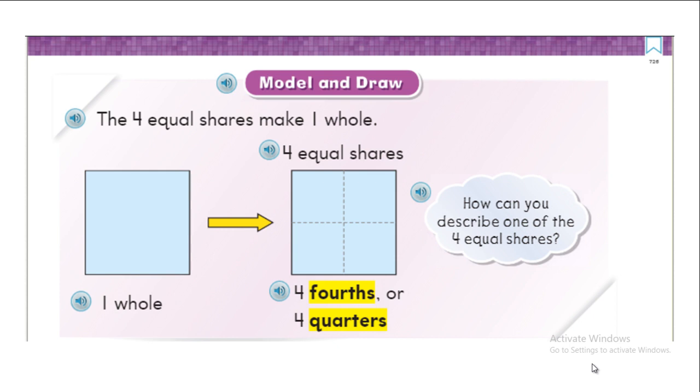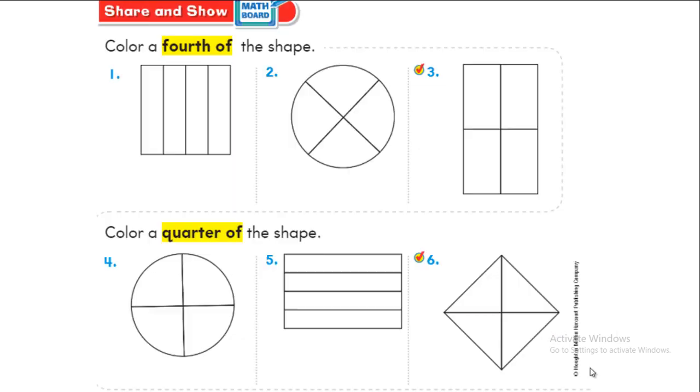How can you describe one of the 4 equal shares? One of them, we can call a fourth or a quarter. All of them, they are plural, so I'm gonna call them fourths or quarters. So, for the first question, color a fourth of the shape. Only a fourth, they said. So a fourth means 1 out of 4 equal parts. Where do we have 4 equal parts?